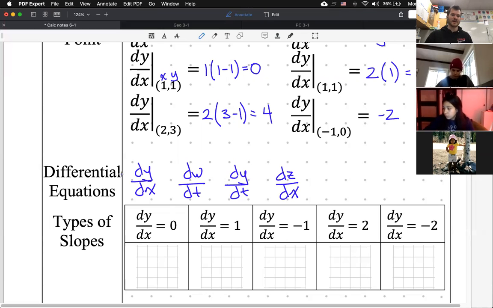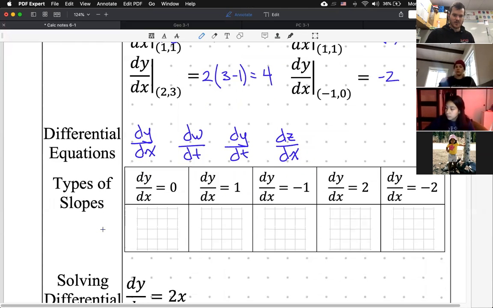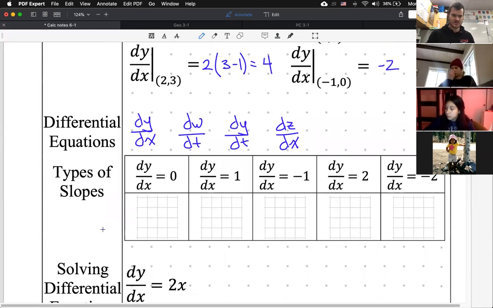These are all known by the name of differential equations. They sound scary, but they really just mean they're giving you the derivative. They're giving you y prime. They're giving you w prime. They already took the derivative for you. Plug in some stuff. We'll be working with differential equations in future units as well. So just a heads up on vocab.